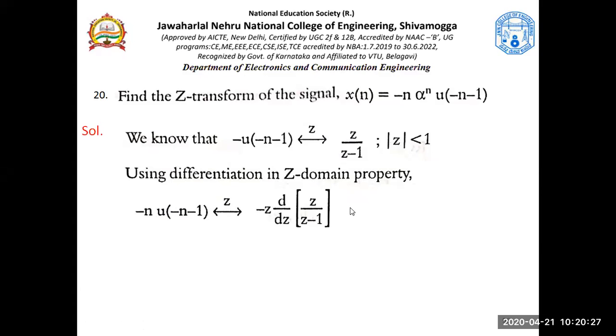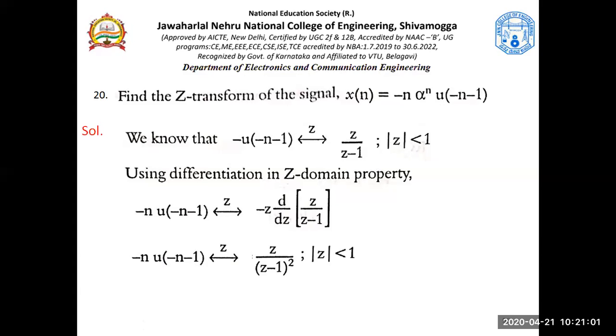The ROC would remain the same. Let's not bother about it, because differentiation will have no effect on the ROC. You have made that statement earlier. Now if you differentiate that, you would get the differentiation to be this. Now this is ready: minus n u of minus n minus 1. Compare this signal and the given signal. So what needs to be introduced?